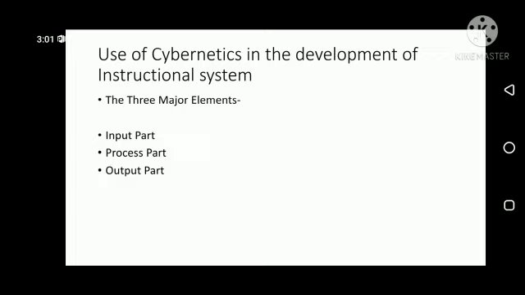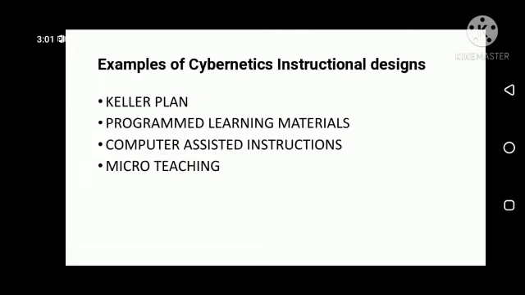And after acquiring all this, the next is the output part. The last is the output part of the instructional system. The outcome is nothing but the student's response, that is the result, that may be a change in their attitude or their interest, which will bring improved results in the form of better output. We'll look at some examples of cybernetics in instructional designs.